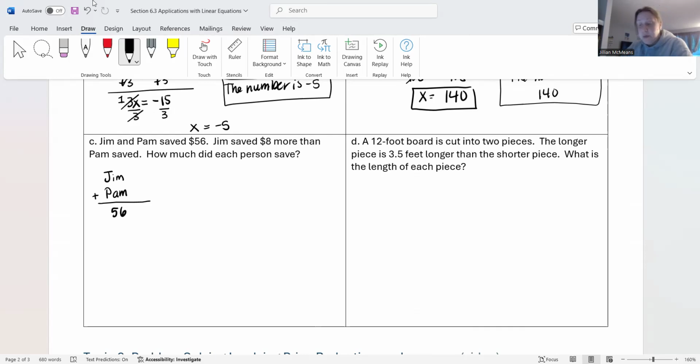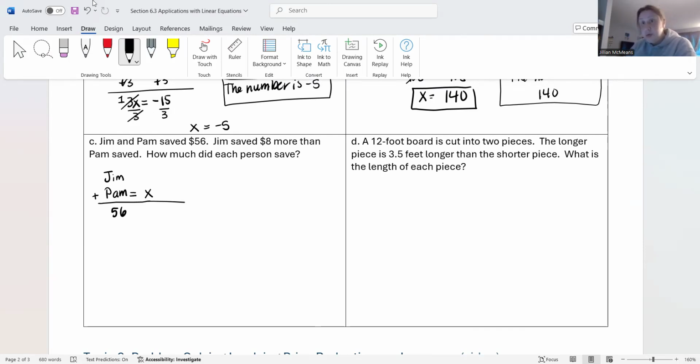As I'm reading this problem again, okay, Jim and Pam saved 56 bucks. We're pretty good there. It then says Jim saved $8 more than Pam saved. That tells me I know something about Jim. I know nothing about what Pam saved. So what we want to do is assign the variable to Pam. So we're going to say, okay, Pam saved X dollars.